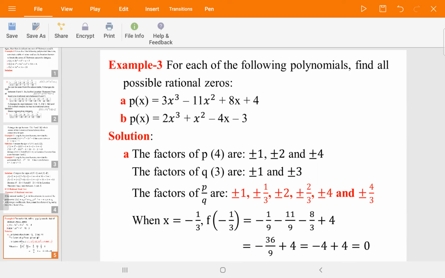Now, how is this theorem helpful in finding the zeros of a polynomial? Before we try to find the zeros of a polynomial, you know that the domain of a polynomial function is the real numbers. Therefore, its zeros are among these real numbers. If they exist, that means if a zero of the polynomial exists, it is from the set of real numbers.